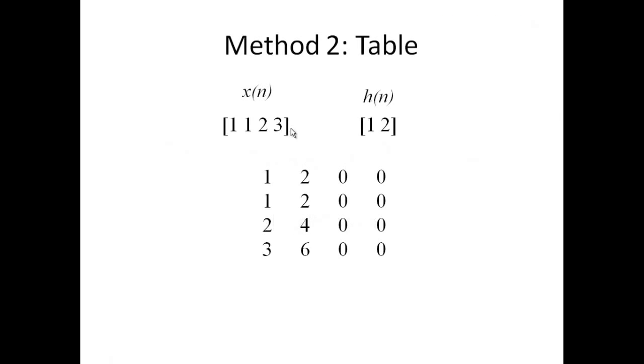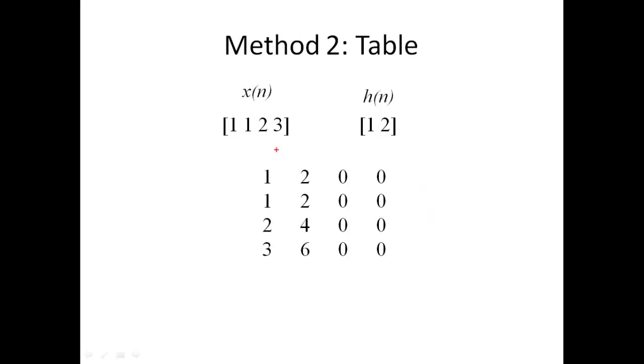We want to convolve this signal x of n with this signal h of n. In this method, we'll create a table like this. The table is created in this fashion. We'll do x of n multiplied by the first value of h of n. We write x of n as a column and multiply it with 1, so since all of these are multiplied by 1, you get the same values: 1, 1, 2 and 3.